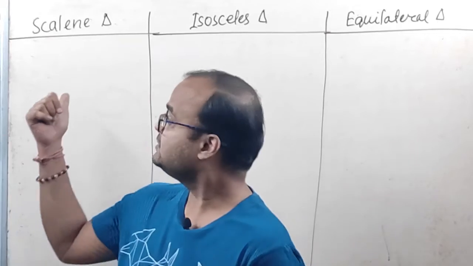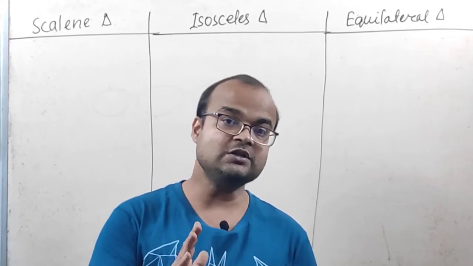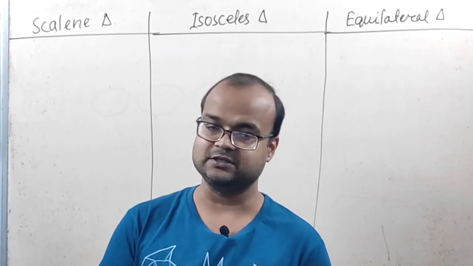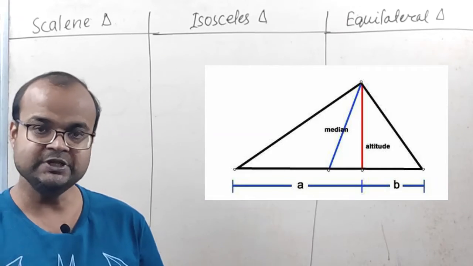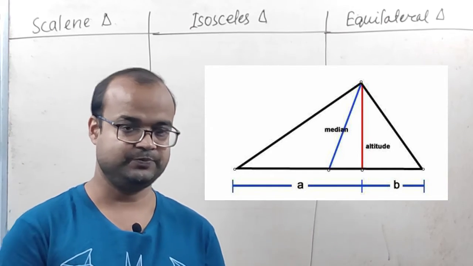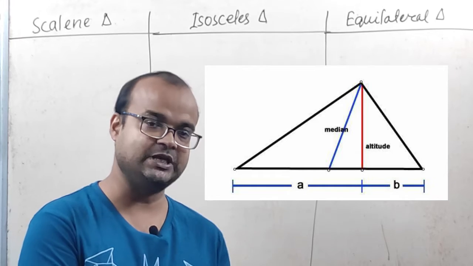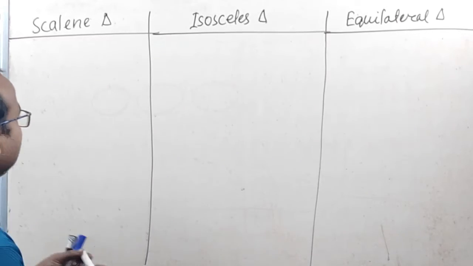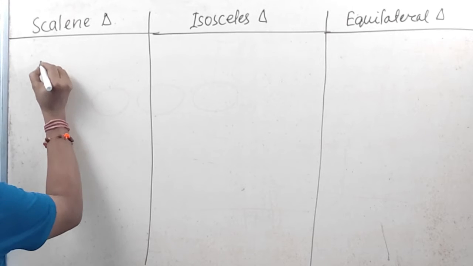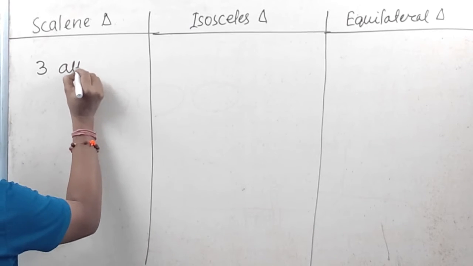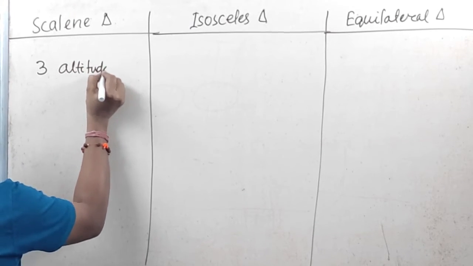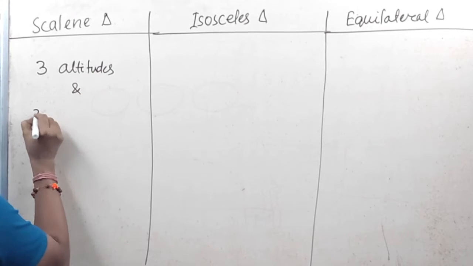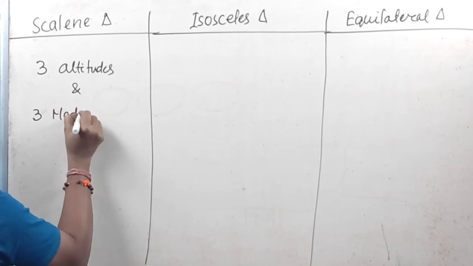Now in a scalene triangle, where all sides are of different length, we'll get 3 medians and 3 altitudes. All the altitudes and medians are different here. So we get 3 altitudes and 3 medians.